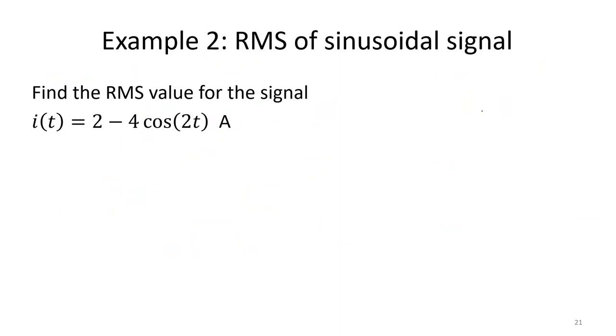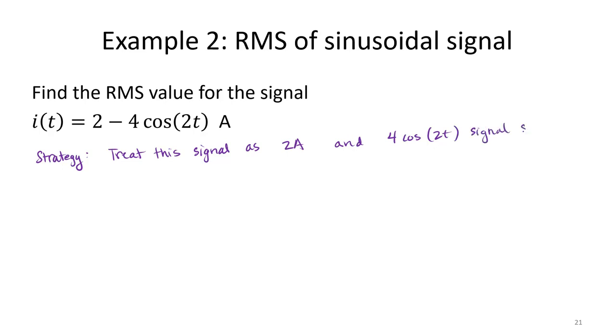Let's go ahead and try a second example. Here we are being asked to find the RMS value for the signal i of t equals 2 minus 4 cosine 2t. Here's an important strategy. We can treat this signal as a 2 amp signal and a 4 cosine 2t signal separately.